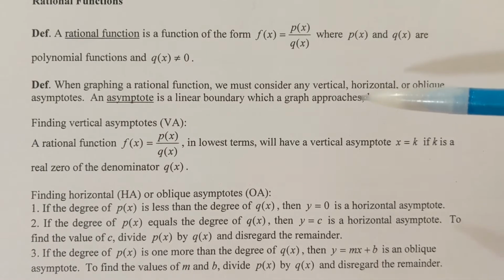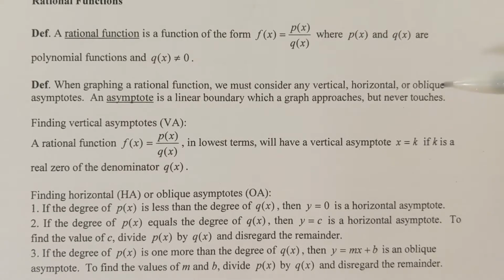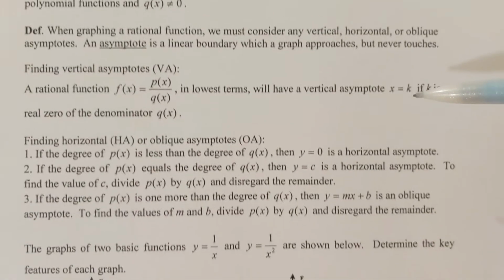An asymptote is a linear boundary which a graph approaches, but it never touches. That's actually not completely true. I'll talk about that later. Many rational functions are going to have asymptotes on them. Okay, so we've got to pay attention to that.